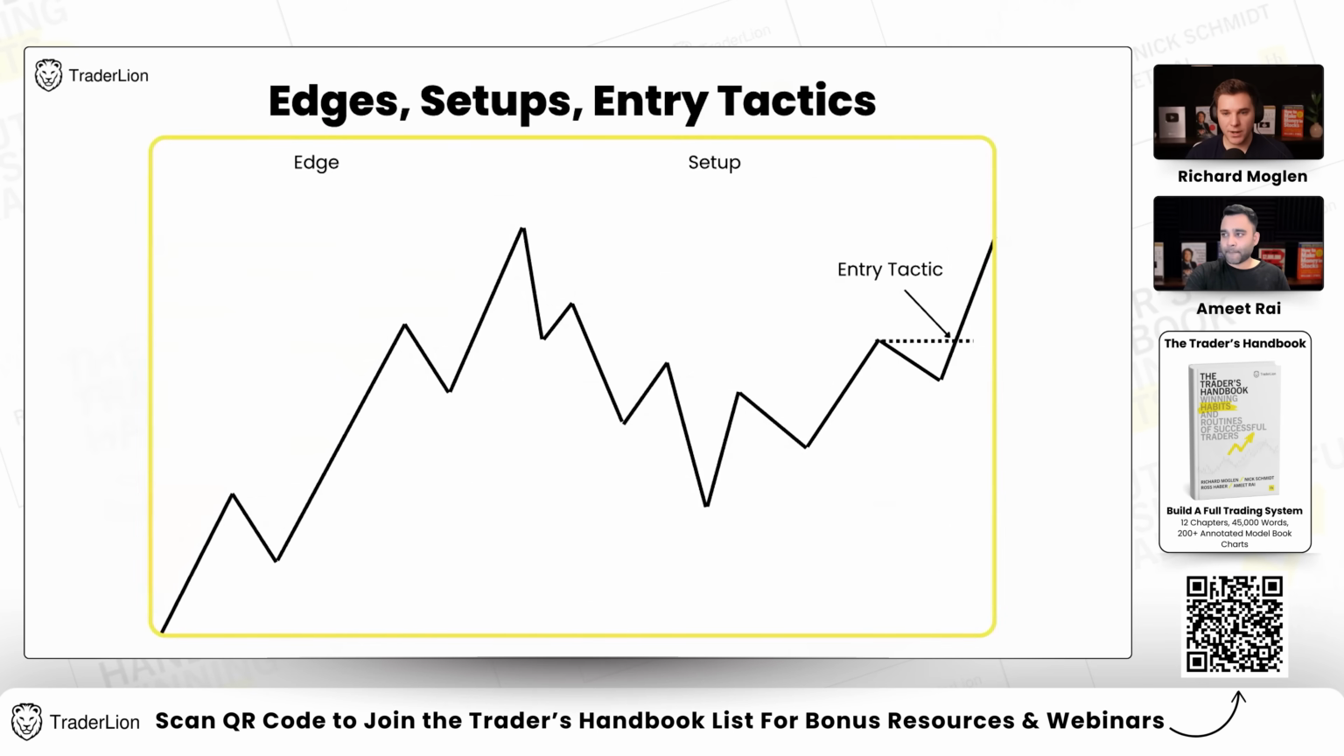So this is a very simple, but I think effective graphic to kind of summarize how edges, setups, and entry tactics fit together. Here, of course, we've got an uptrending stock. You could say that this is showing very strong relative strength. It's a really strong prior uptrend. Maybe it doubled during this period. This is kind of the edge that gets it on your radar. Stocks that double like to double again.